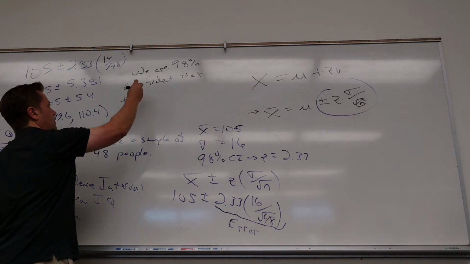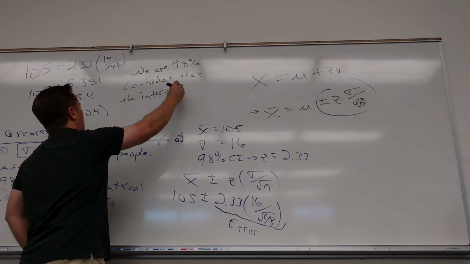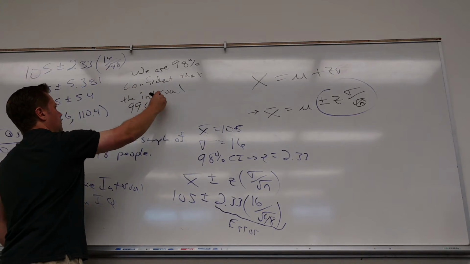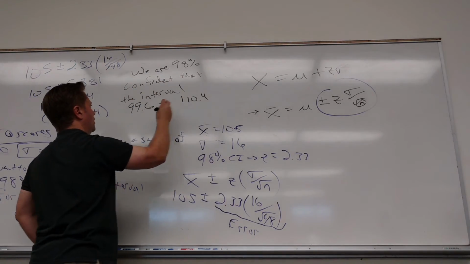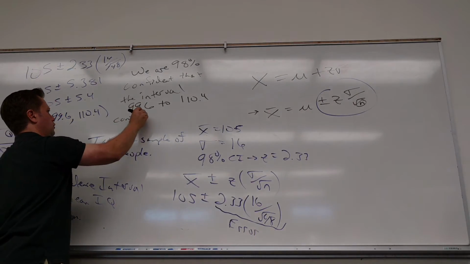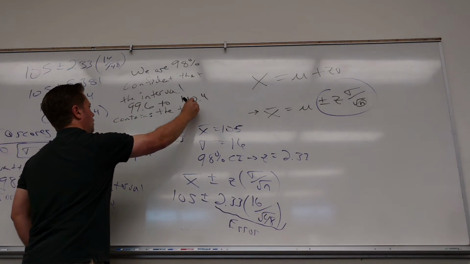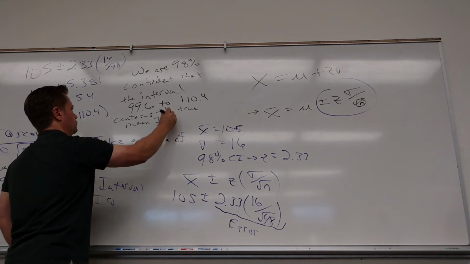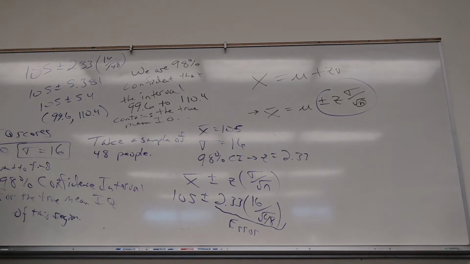Okay, so we're 98% confident that the interval 99.6 to 110.4 contains the true mean IQ for people in this region. Blah, blah, blah. All right, now somebody help me out. What was the claim that somebody made? The claim that the IQ of people in this region was higher than the regular IQ of everybody. And the regular IQ of everybody was 100.